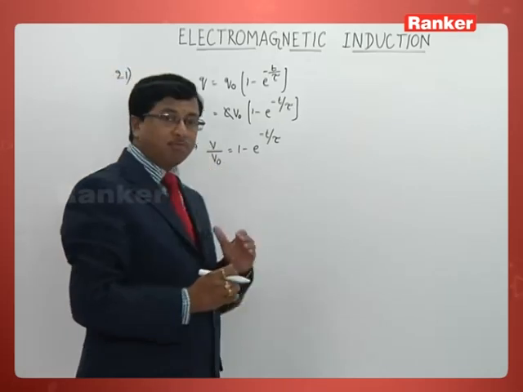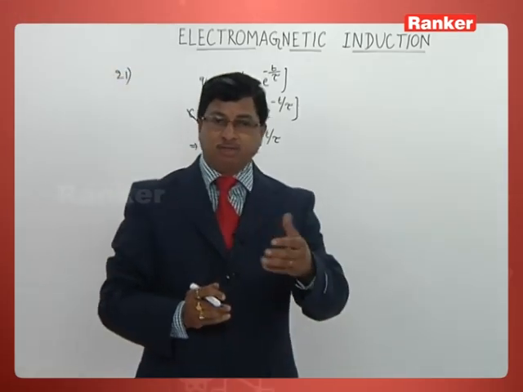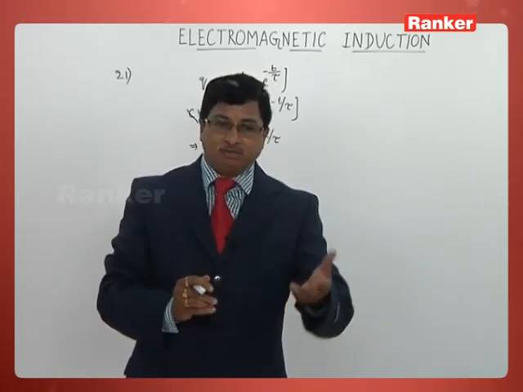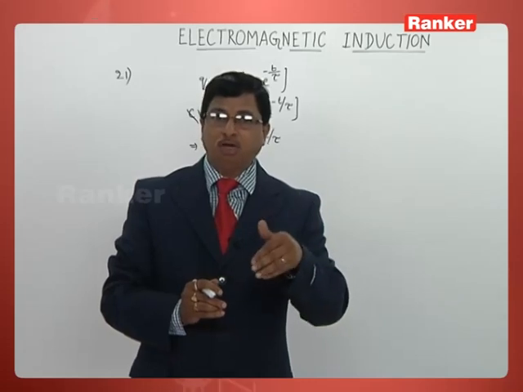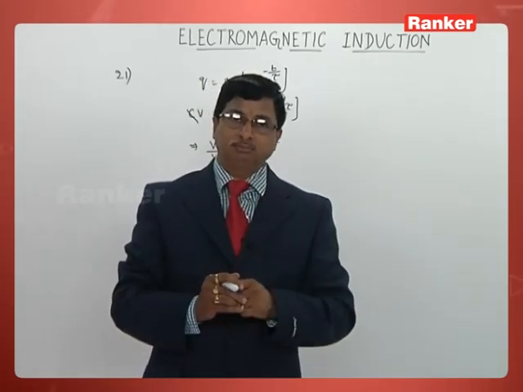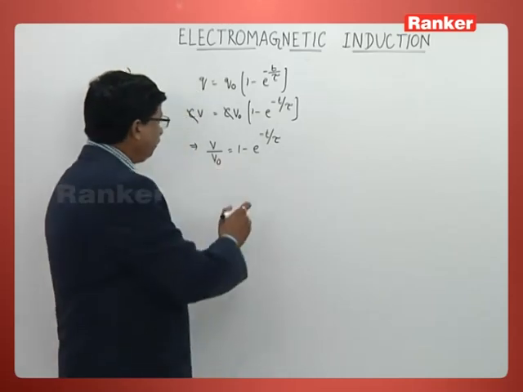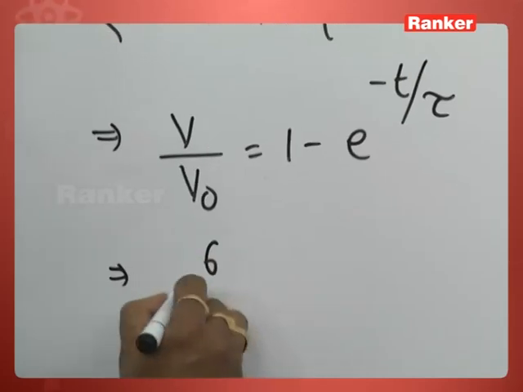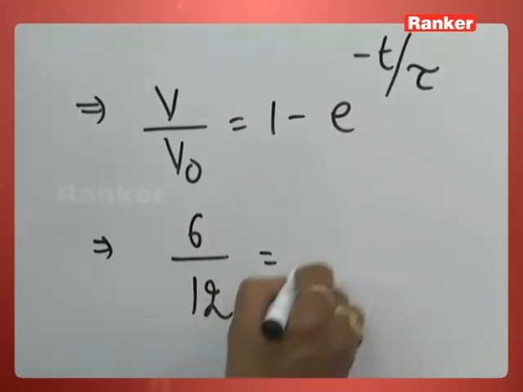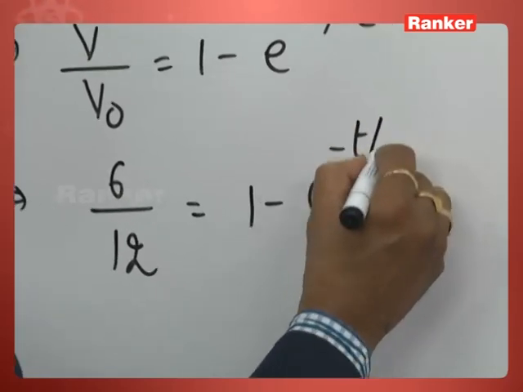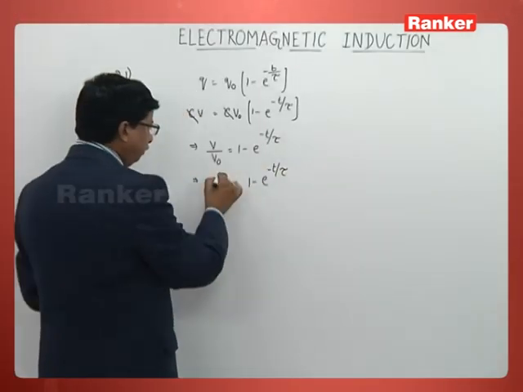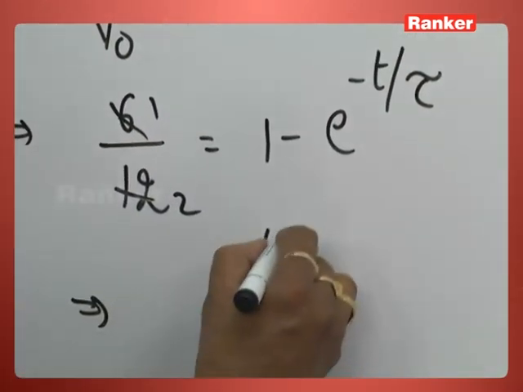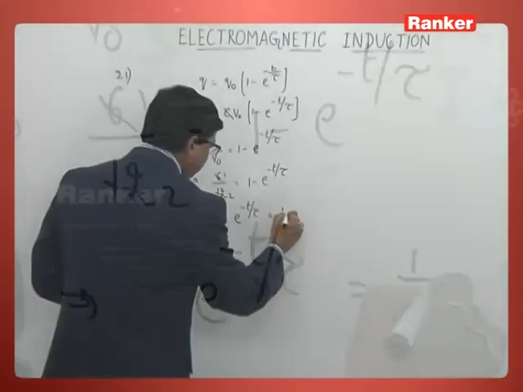What are the values of V and V naught given? Look at first. The initial value of EMF is 12 volt given. After 1 second, the voltage has come to 6 volt, he gave. So what we can understand from this directly is V is now 6 and V naught is 12. So 1 minus e power minus T by tau is 1 over 2. Therefrom I can write e power minus T by tau is equal to 1 by 2.